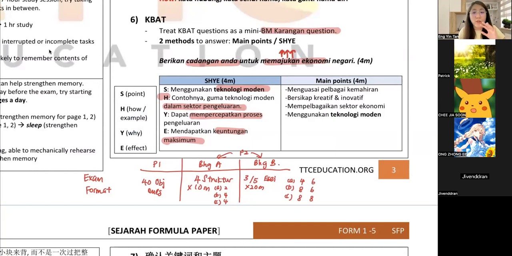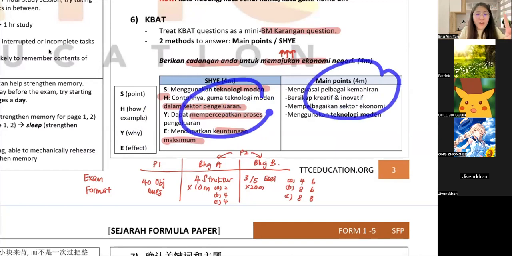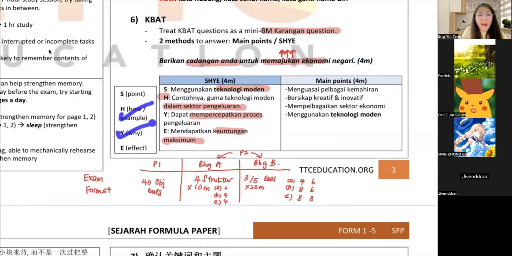Some of the school teachers do mention that. But as I told you, SPM also gives marks. If you just give me the main points, 4 points, 4 marks. Same. If you explain, elaborate on how, why, the effect, you will still get 4 marks too. That's what I'm trying to tell you, the updated information.